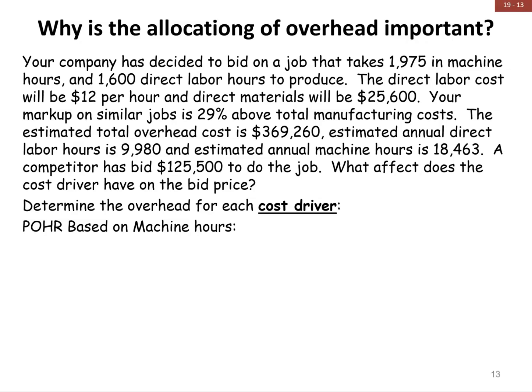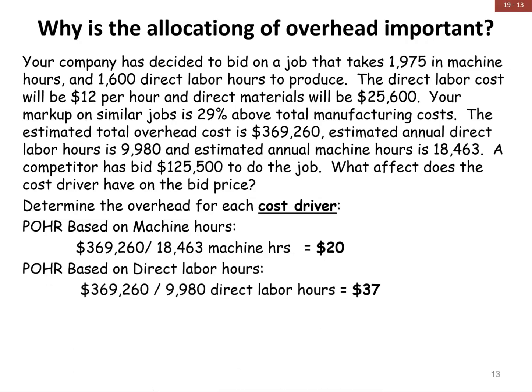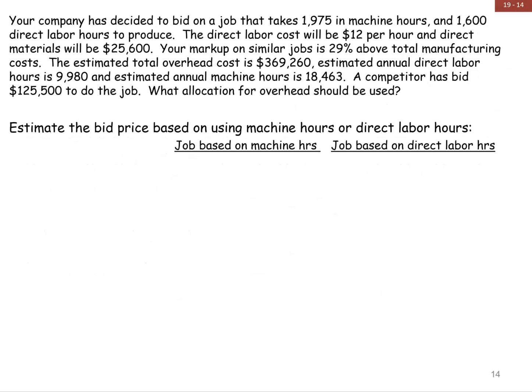So we're trying to compete on this bid, and our competitor has bid $125,500. So as you can imagine, depending on the cost driver we use is going to determine the outcome. So if we use machine hours, our predetermined overhead rate is going to be $20. If we use direct labor hours, we're going to use $37. So now let's take a look at what this looks like.